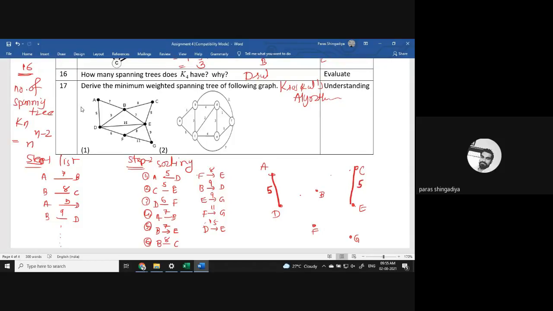Then after D and F, whose weight is 6. So connect D and F. Then after A and B, connect A and B also, whose weight is 7. Clear? Then after B and E, we can also connect B and E. Clear? Whose weight is 7. Still the graph has no cycle.